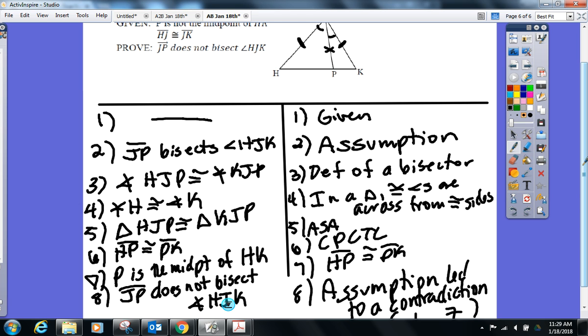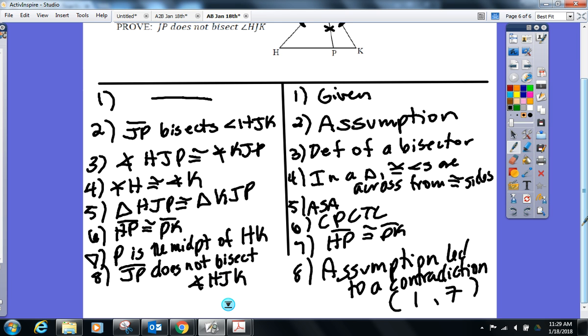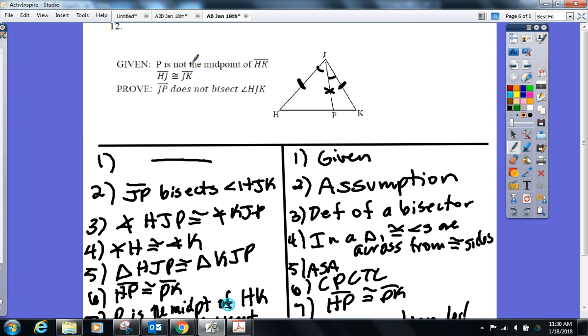Okay, Will, you had a question. Wait, is it steps 1 and 7? Yeah, why? I thought it was step 2 and 7. No. Your contradiction is that it's not a midpoint, but it is a midpoint. That's my contradiction. I contradicted this statement right here, so it's always going to be the first step. Well, it depends if you put your givens in the first step. You can put your assumption in the first step too.